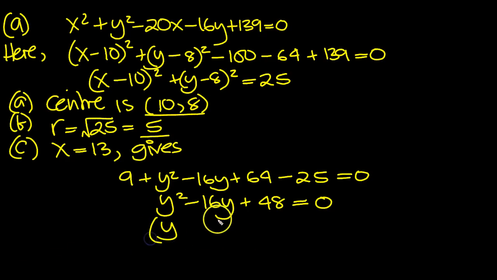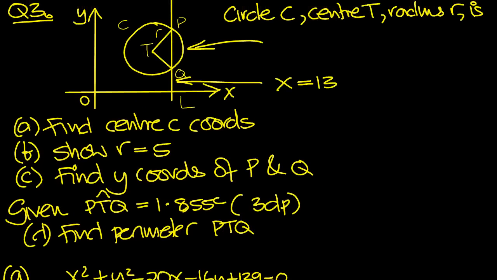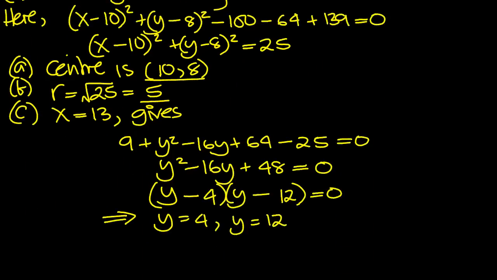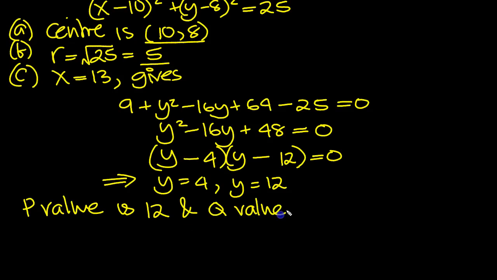So we can factorize this then. y and y. 4 12s are 48. And that adds up to 16, doesn't it? Minus and a minus equals 0. So that implies y equals 4 and y equals 12. So the lower value, let's look at the diagram, will be the lower value. Q is 4, P is 12. So P value is 12 and Q value or coordinate is 4. That's part C.